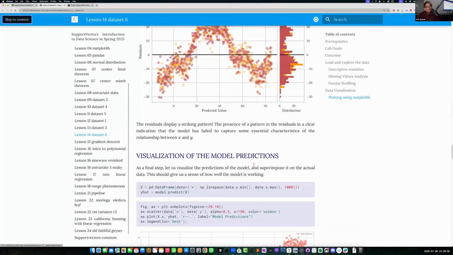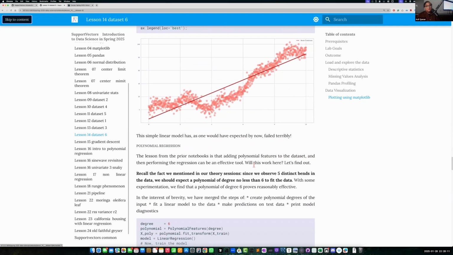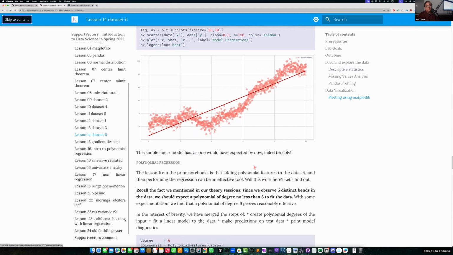Nice. And you do see a pattern in the residual, giving you a clue. You need to try a bit harder. You go and visualize the model predictions. Obviously, a straight line is not bad, which is why it gave you an R square of 80%.